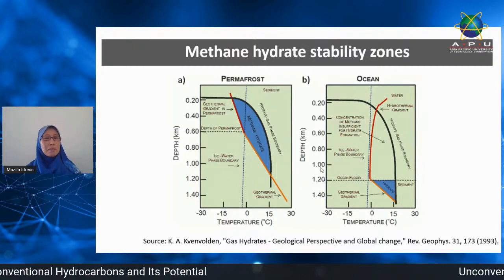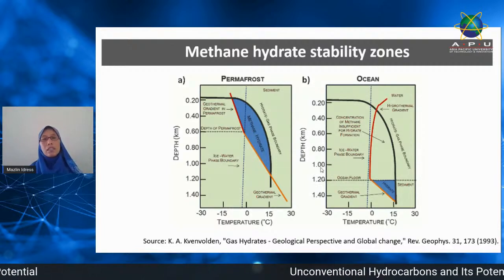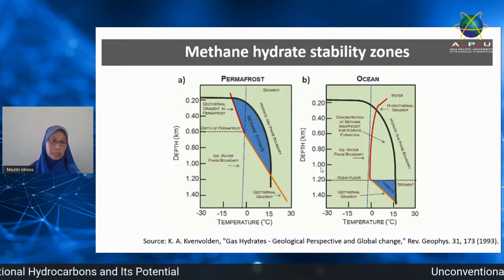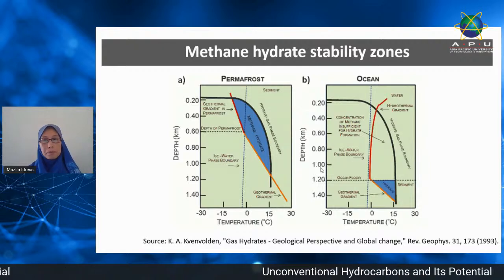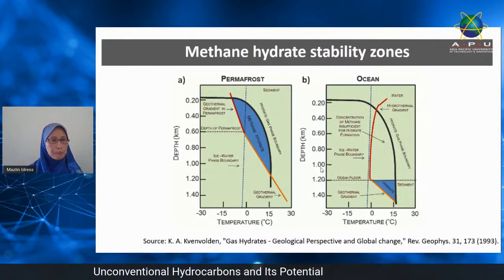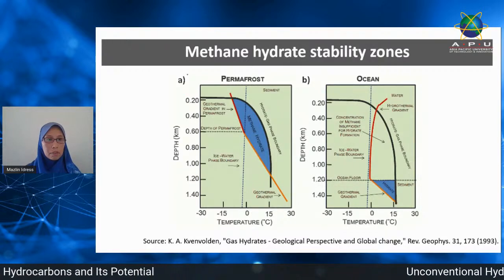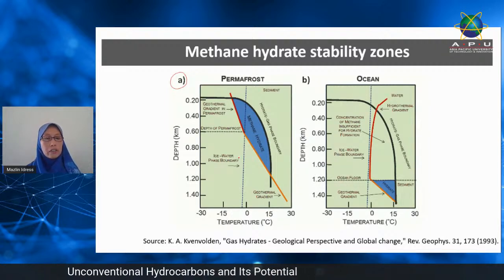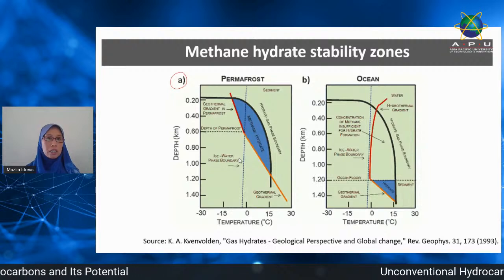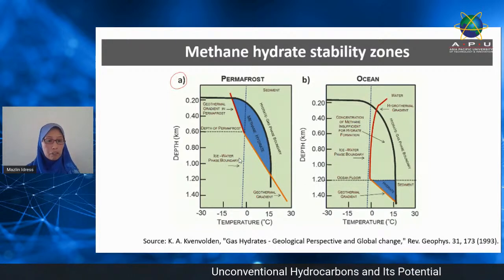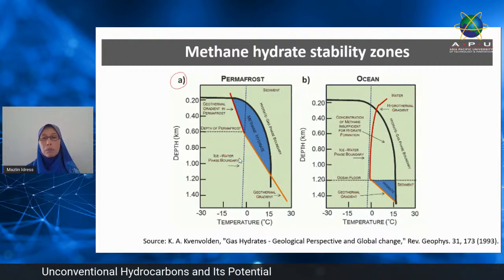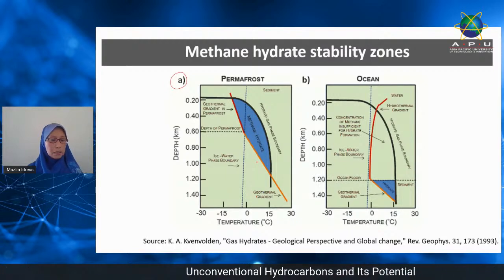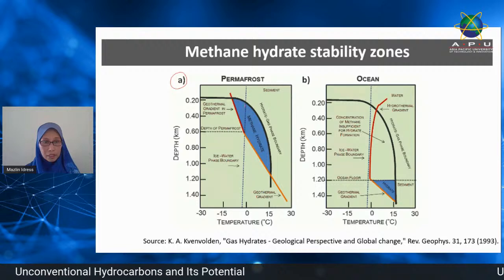Right, and this slide is showing the methane hydrate stability zones for both permafrost and ocean deposits. The hydrate formation requirements restrict the occurrence of natural gas hydrates to two types of geologic locations: first, under the permafrost in the polar continental shelves, and also in sediment beneath the ocean floor. So the black curve here shows the temperature profiles for various water depths.